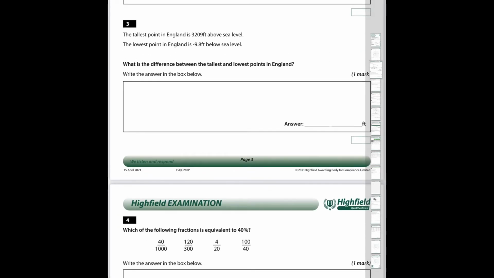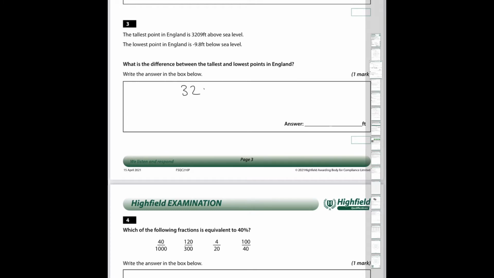Question 3. The tallest point in England is 3,209 feet. The lowest point is minus 9.8 foot. What's the difference between the tallest and lowest points? So because it's a minus, you're actually adding that on. So you're going to 0, but then you're going further down. So you're adding on that extra 9.8.